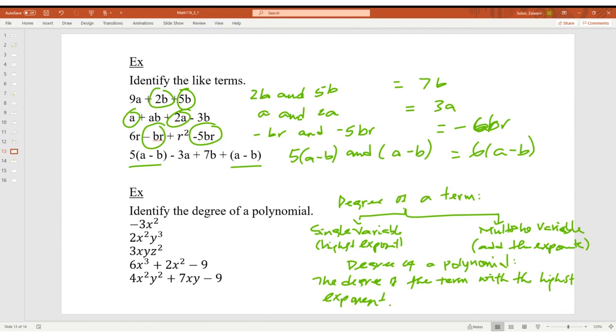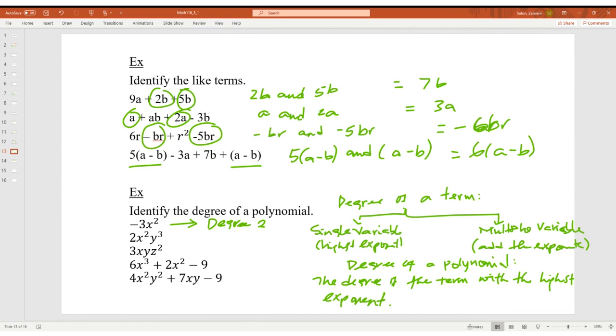So for single expressions, for example here, negative 3x squared, I will look into the variable. I have only x squared, so it is a single variable. The exponent is 2, so the degree is 2. For the degree, we look at the exponent. So this is degree 2.